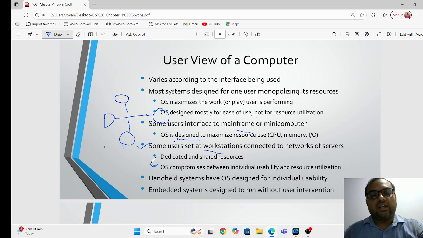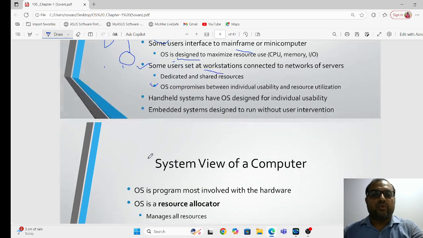And the operating system can be designed for individual usability, and embedded systems are also designed for this nowadays, because embedded systems are small devices that are movable and can be used anywhere. So portability is easy. These are the user view of computer systems.